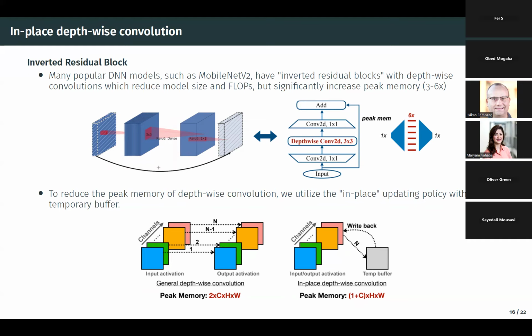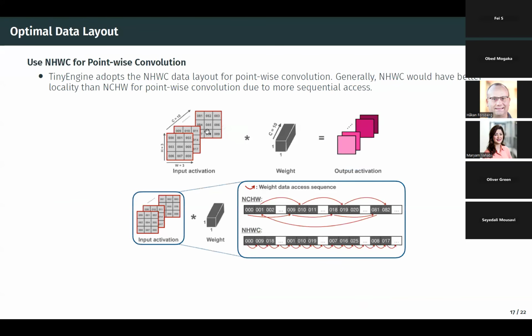And the other one is on how we arrange or organize our data. There are different layouts of data because the tensor has different dimensions. So we have the height and width, then the channels, and then when we have several of these, we have n.